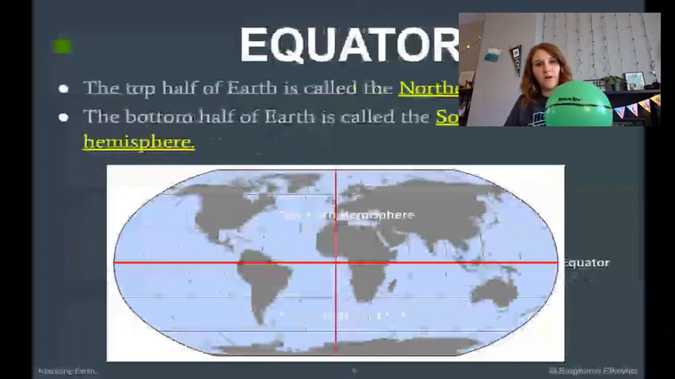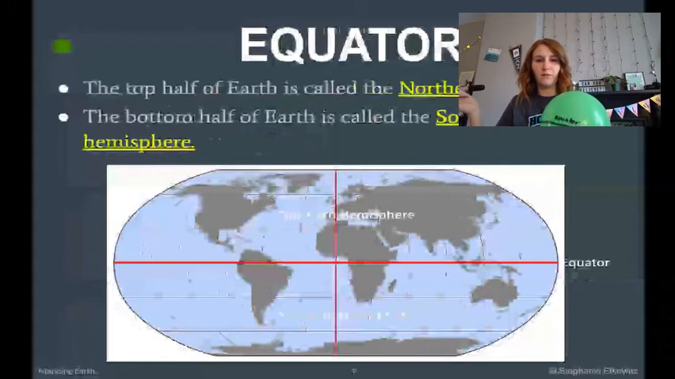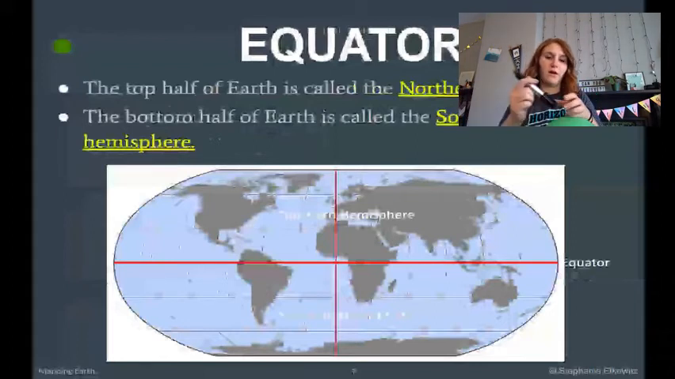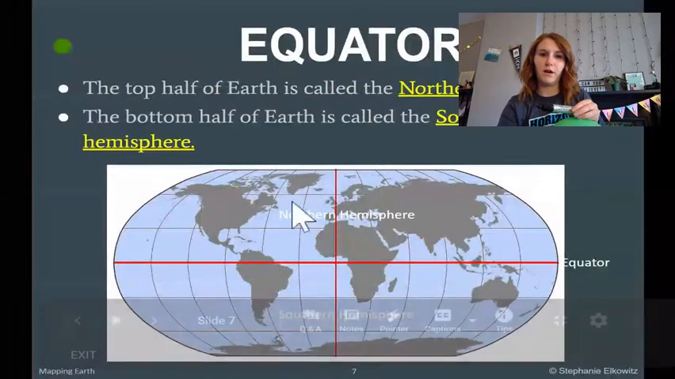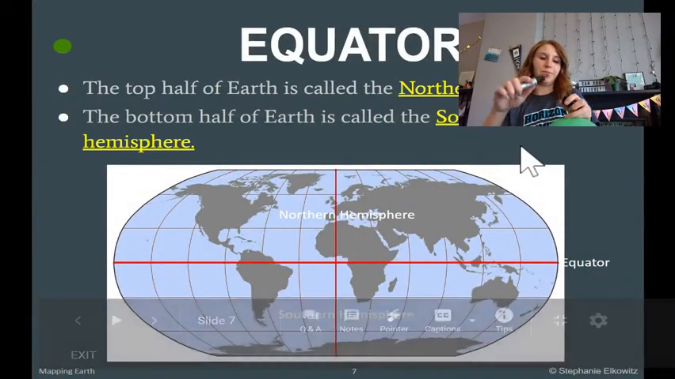The top half of Earth is called the northern hemisphere. So anything above the line, the equator, that imaginary line, is the northern hemisphere. The bottom half of Earth is the southern hemisphere. Anything below that line. Now, where do you think we live? We are in North America over here. So what hemisphere are we in?